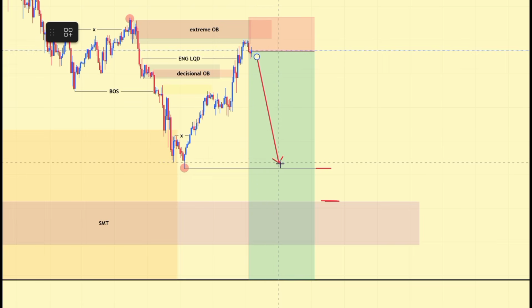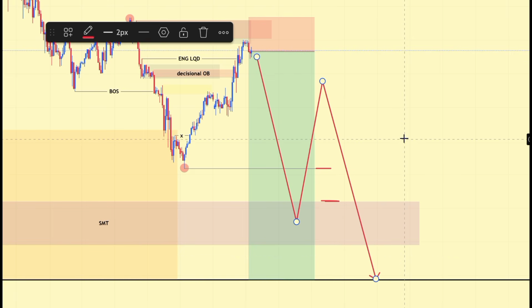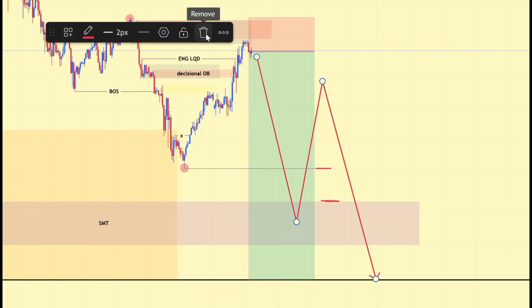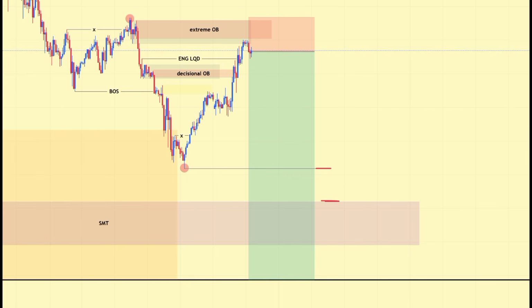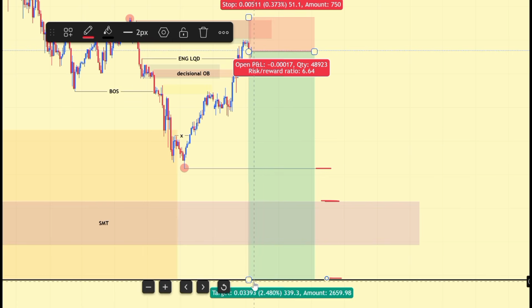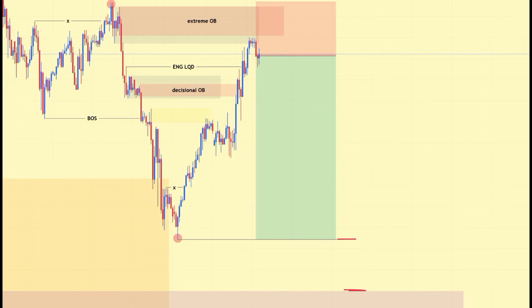So I'm anticipating something like this: price heading lower, of course mitigating the SMT, giving a reaction, and after that heading all the way towards the inducement. That is the higher time frame inducement, the daily inducement. And of course this here is my TP3. Okay, so now let's start with the TP1 exactly right there.